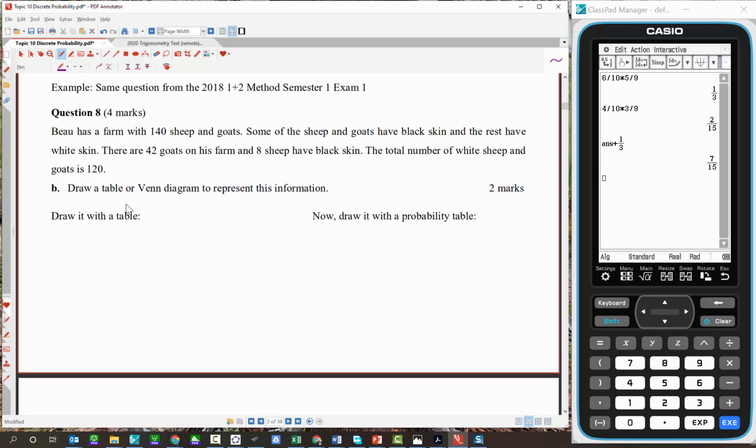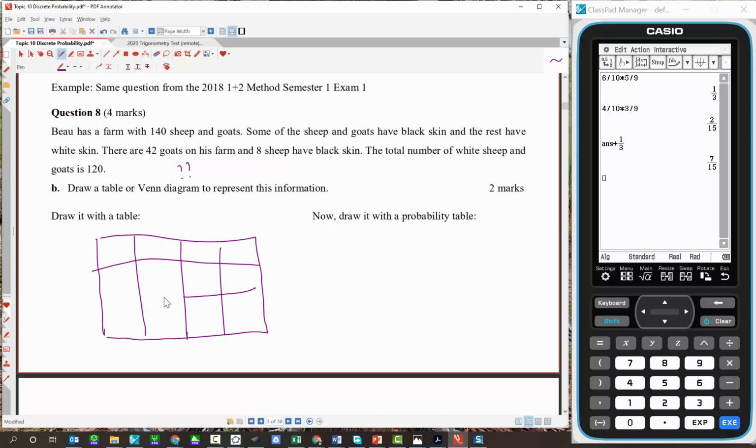a probability table. So the question originally said draw a table or a Venn diagram to represent the information. Remember, we were struggling, or I personally was struggling with a Venn diagram. So let's try it with a table. So typically, you're going to set up your template for tables. It's a 4x4, like so.